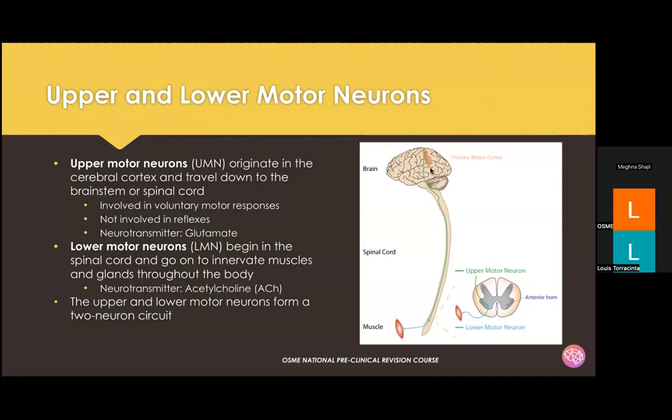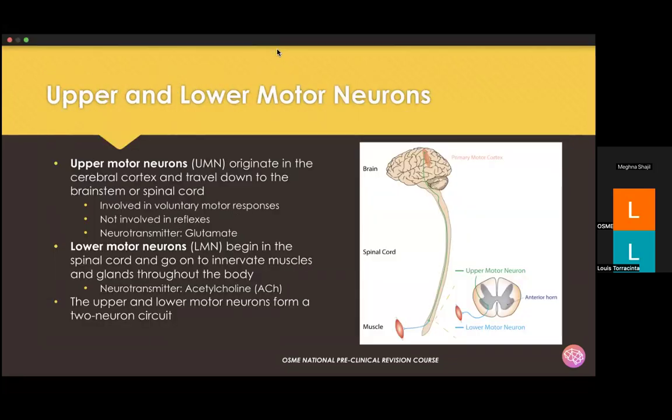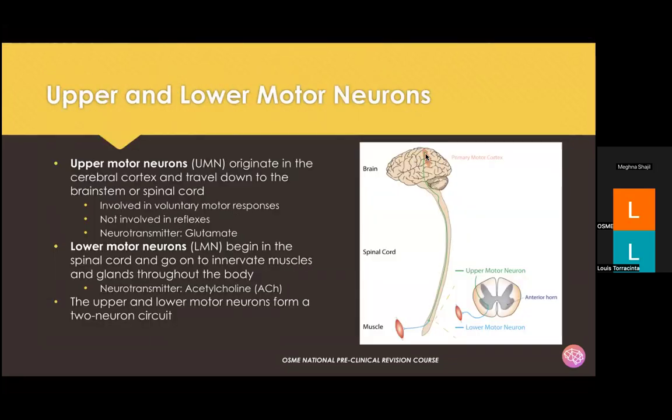I'm not sure if you can see my pointer, but oh, sorry, that's the change of slide. But everything from the brain basically down to the spinal cord, so everything in green, the green line on this slide here, that's upper, and that makes sense because it's on the top end. So that's how easy it is to remember. That's really involved in voluntary motor responses, and it's not so much involved in reflexes. The reflexes are done with the reflex arc, which we'll talk about a little bit later in the presentation. The main neurotransmitter is glutamate.